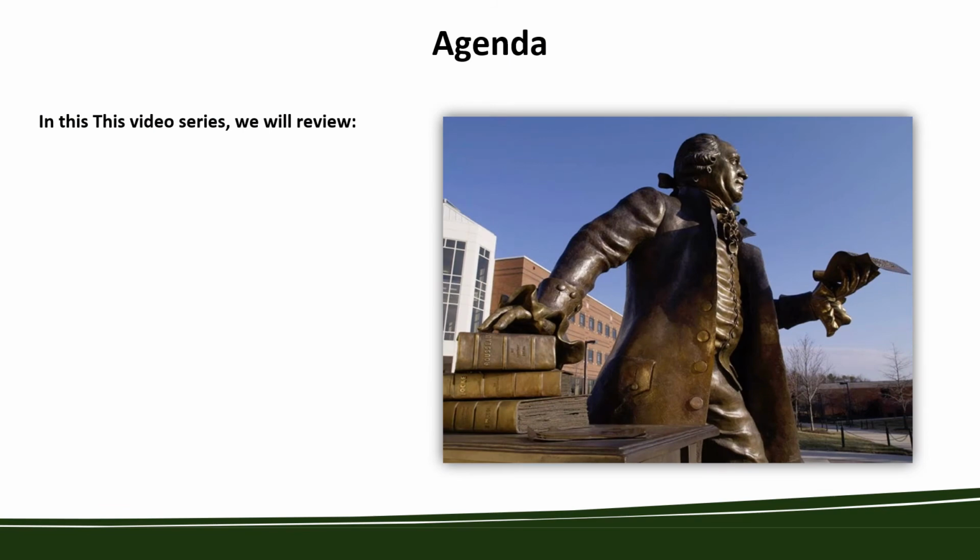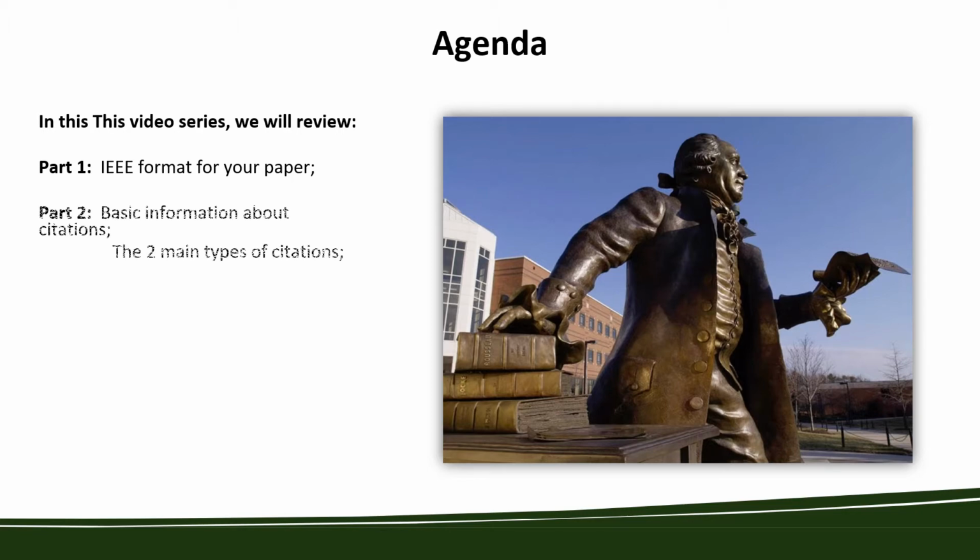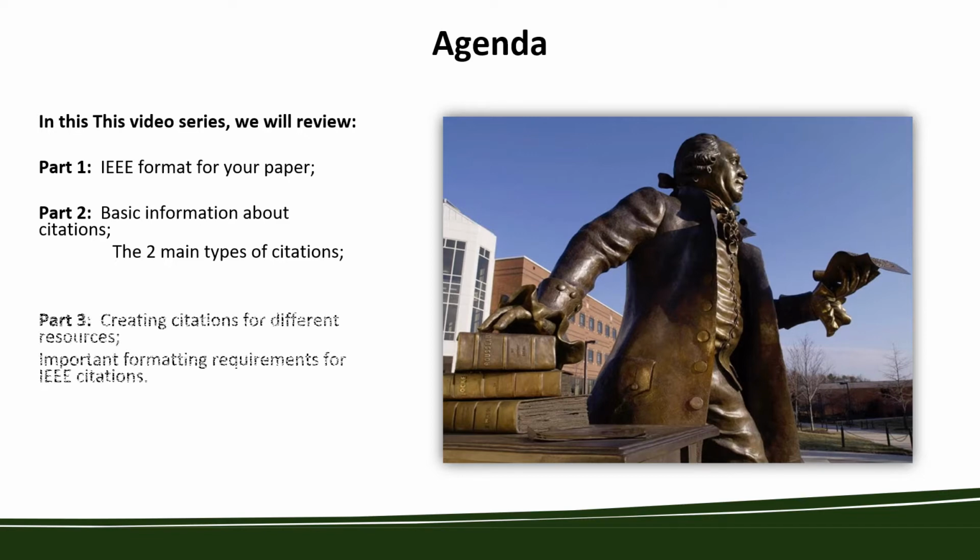In part 1, we will cover the parts of an IEEE paper, how they are organized, and the paper format. In part 2, we will review why citations are important, when we must cite our sources, and when we do not need to cite them. In part 3, we will learn about citations for different resource types, as well as some important IEEE citation formatting requirements.